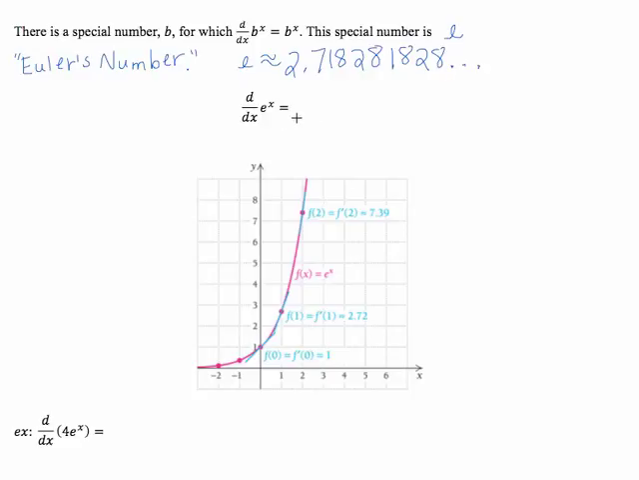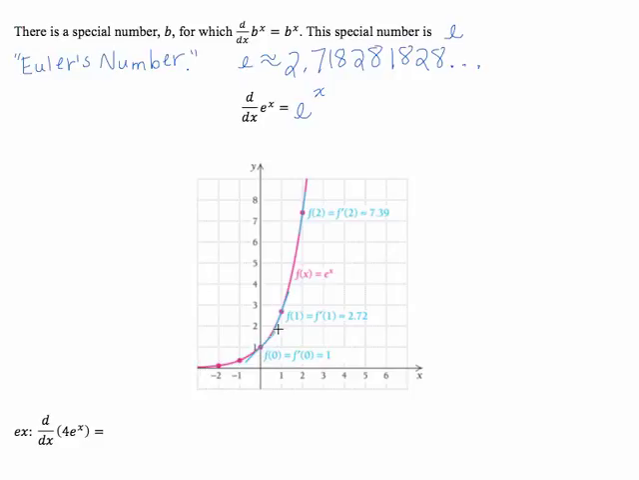So the derivative of e to the x is itself, e to the x. And this is an exponential function that is used often in applications. It arises in just the natural world and biology and so on quite often. So here's a visualization of what I'm saying.